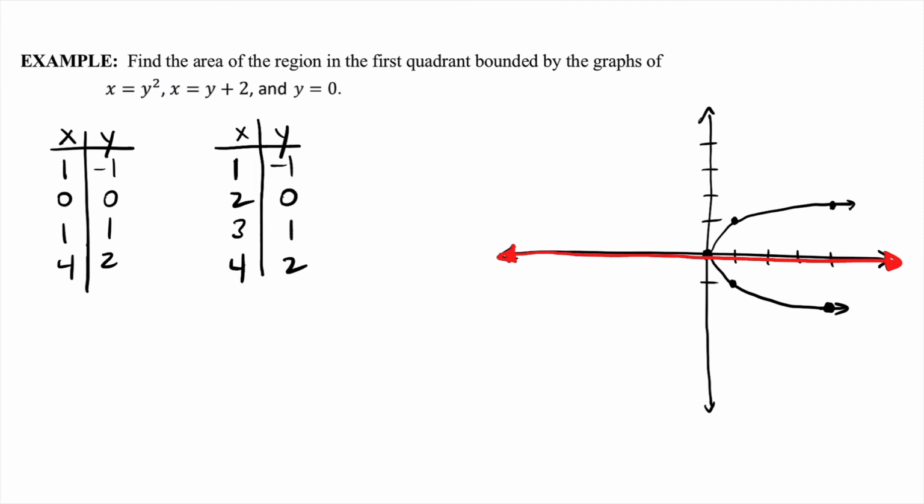It's linear, so it's going to grow linearly. Okay. So 1, -1 down here. 2, 0. 3, 1. 4, 2. Use a different color.